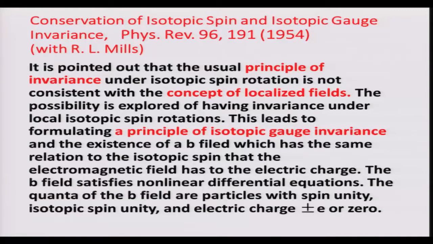In the detailed paper, the abstract says, with emphasis on a different aspect, let's say the principle of invariance, it's pointed out that the usual principle of invariance under isotopic spin rotation is not consistent with the concept of a localized field. And so they explore the possibility of having this under local isotopic spin rotation, and this leads to the principle of isotopic gauge invariance. Okay.